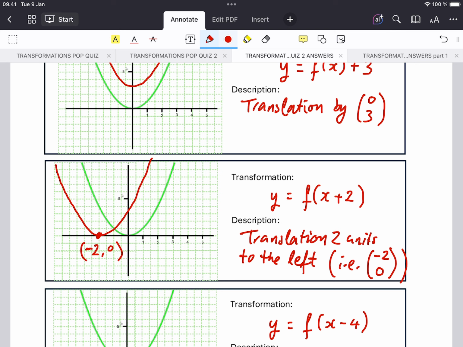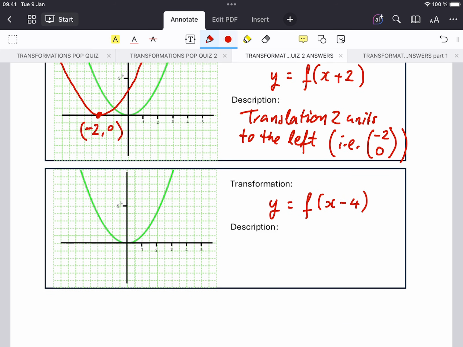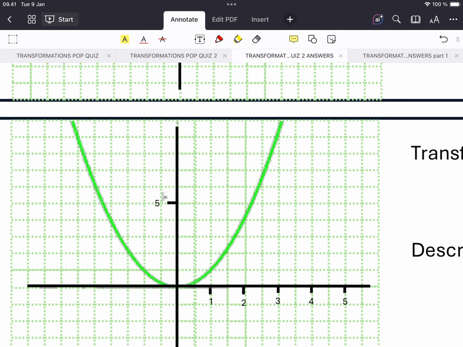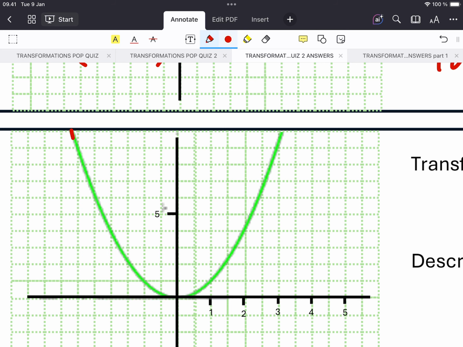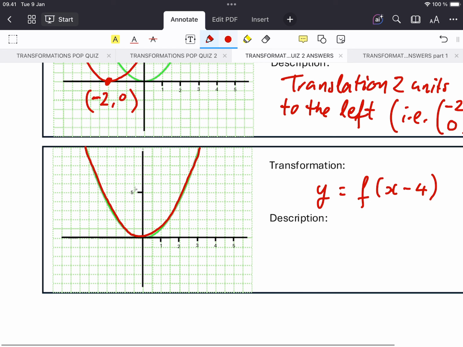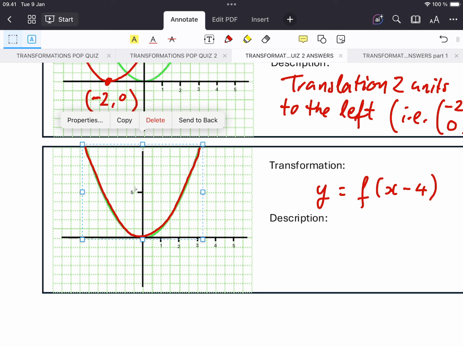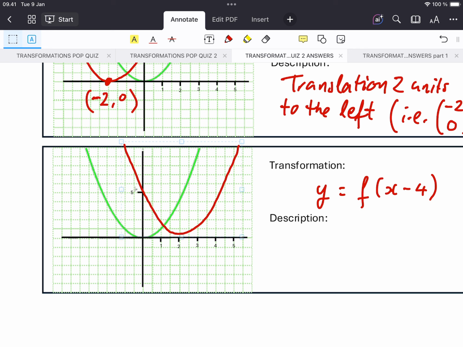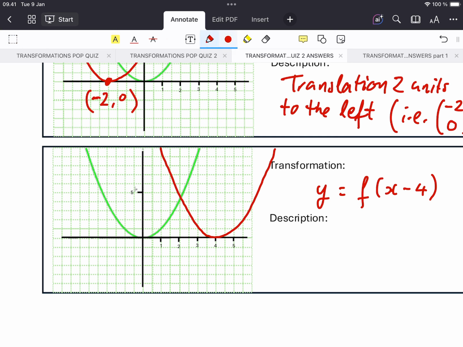And the next one is, of course, the same idea. So you've got your original function. Let's just trace that out quickly. So that's y equals f of x, the original, then doing minus 4 to the x first before applying the function. We'll shift it to the right by 4 units. So again, that's a translation.